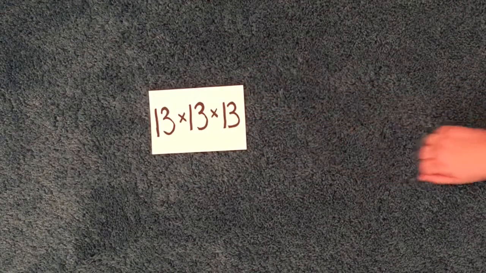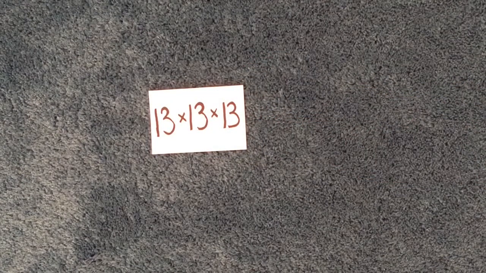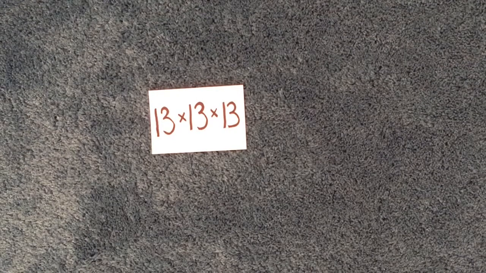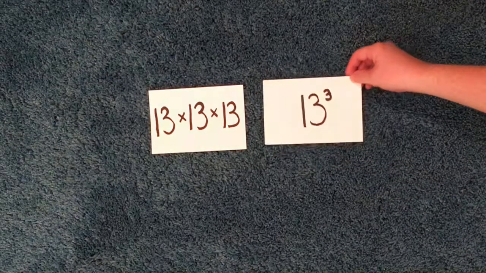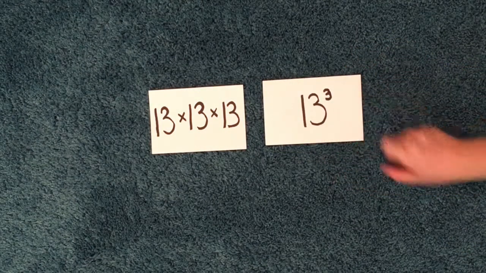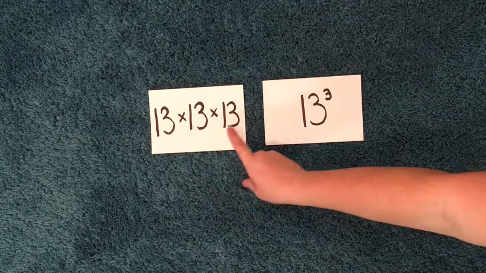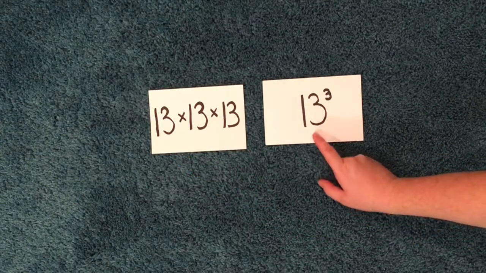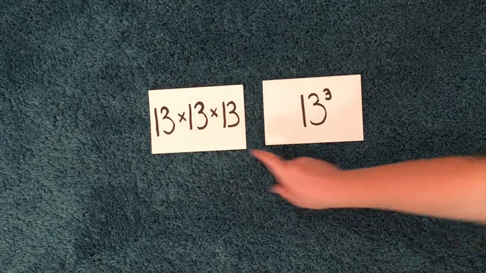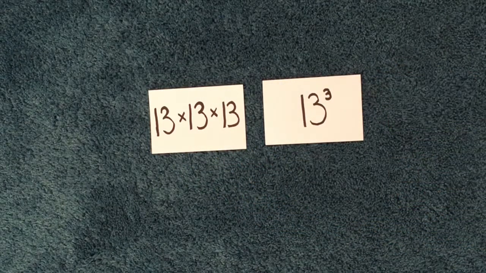Okay, let's try another one. Here you have 13 times 13 times 13. That's the expanded form. How would we put that in exponential form? We would put 13 cubed. So the number that's repeating, you write that as the base, and then you count how many times it's repeating, and you write that as the exponent.